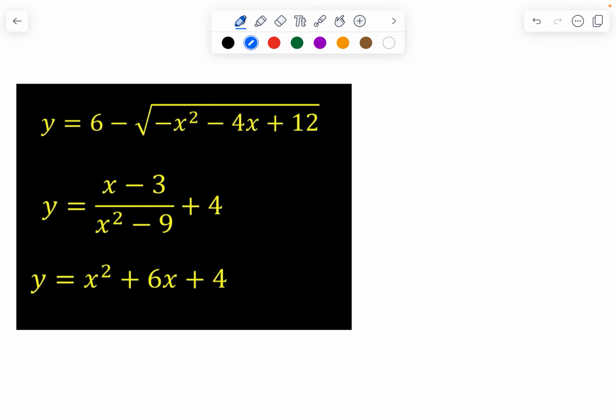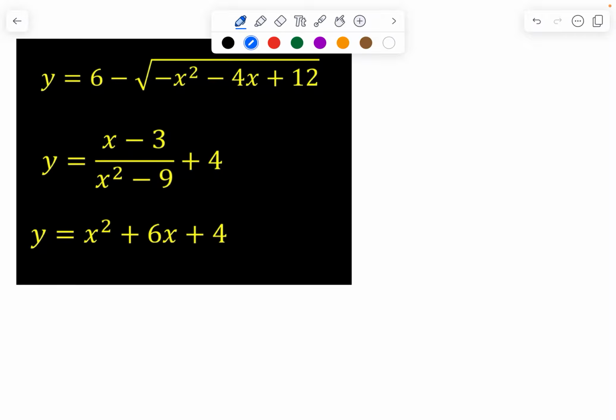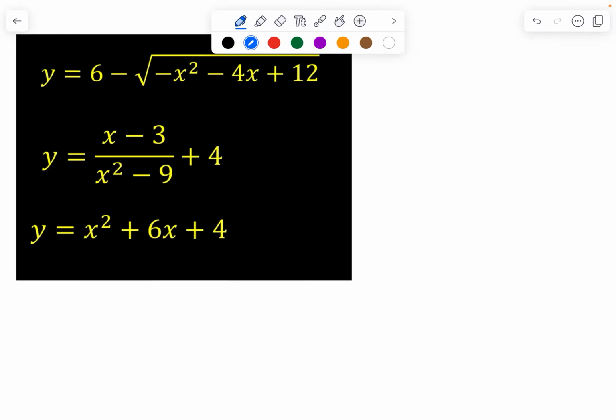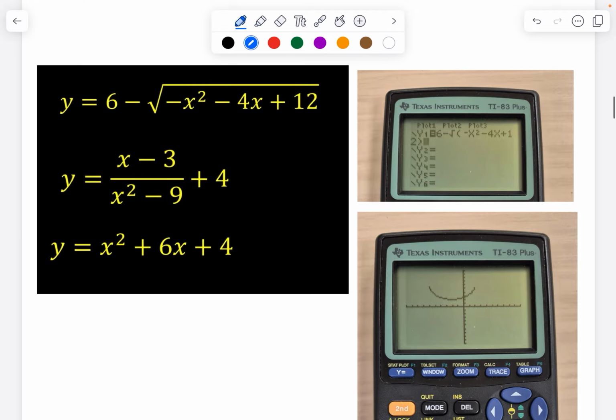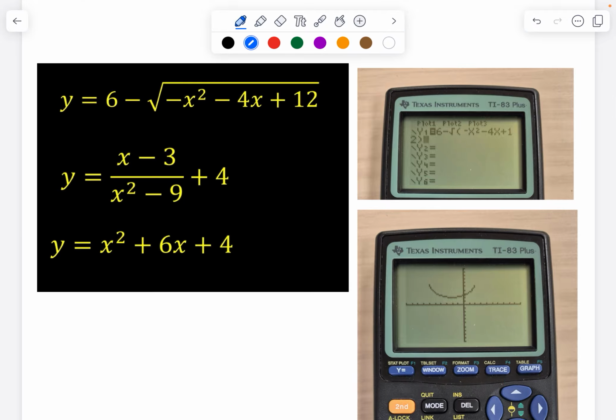So if you look at that first equation, 6 minus the square root of x squared minus 4x plus 12, I don't really expect that you know exactly what that's going to look like. It's going to be a special graph. Here, let's take a look with the calculator. I typed it in ahead of time, and I went ahead and graphed it.